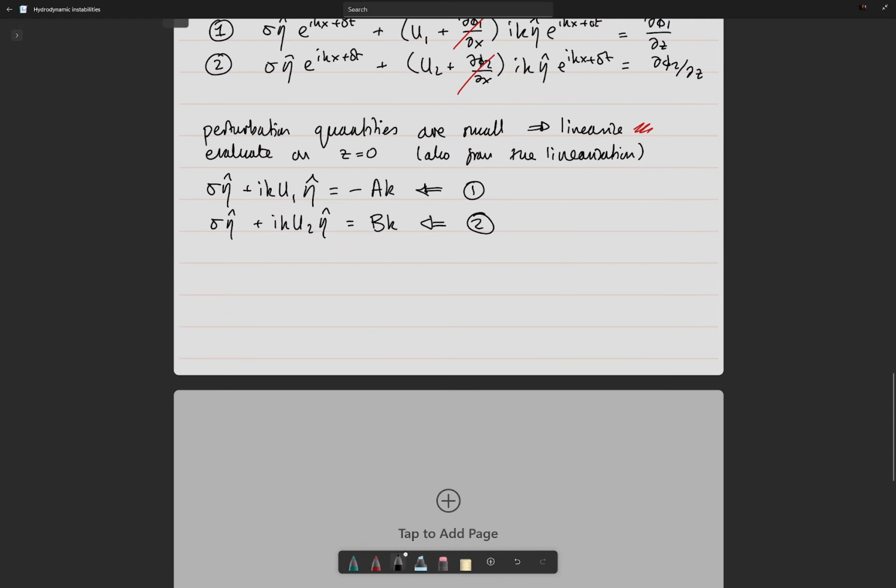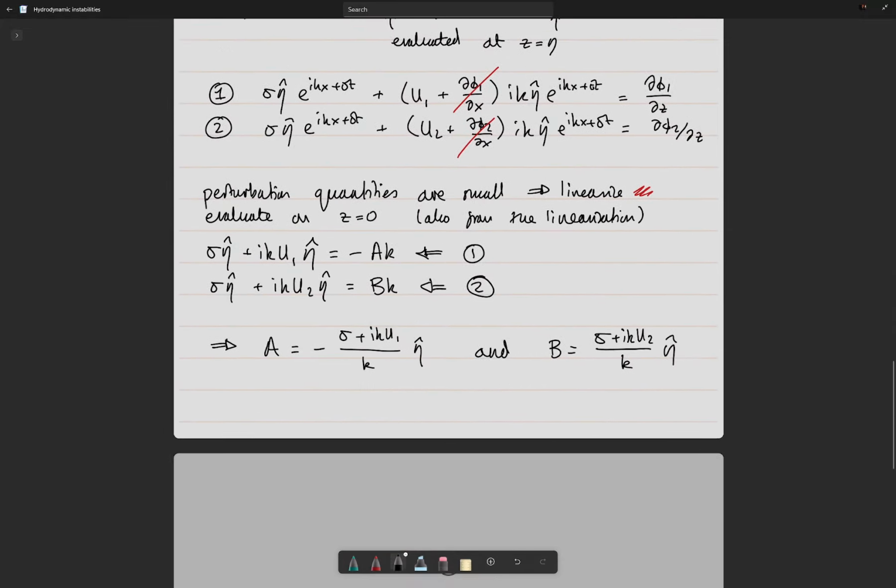Okay, right, with these boundary conditions, we can therefore calculate what A and B are. A is equal to minus (sigma plus ik u1) over k times eta hat, and B is equal to (sigma plus ik u2) over k times eta hat. Okay, so that's our kinematic boundary condition.